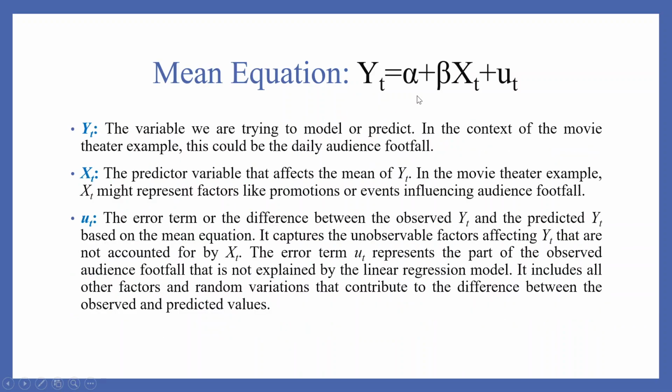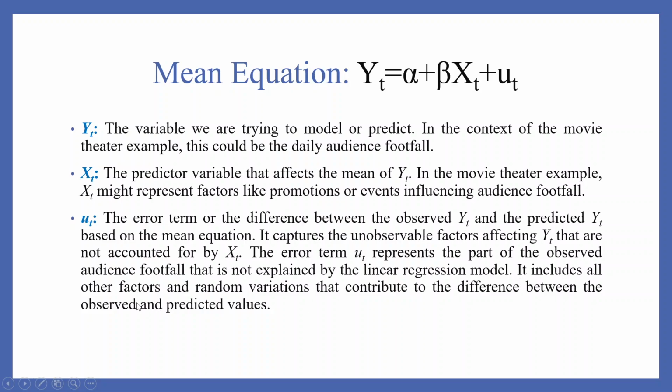Mean equation: yt is equal to alpha plus beta xt plus ut. Yt, the variable we are trying to model or predict. In the context of the movie theater example, this could be the daily audience footfall. Xt, the predictor variable that affects the mean of yt. In the movie theater example, xt might represent factors like promotions or events influencing audience footfall. Ut, this one, the error term, or the difference between the observed yt and the predicted yt based on the mean equation. It captures the unobservable factors affecting yt that are not accounted for by xt. The error term ut represents the part of the observed audience footfall that is not explained by the linear regression model.